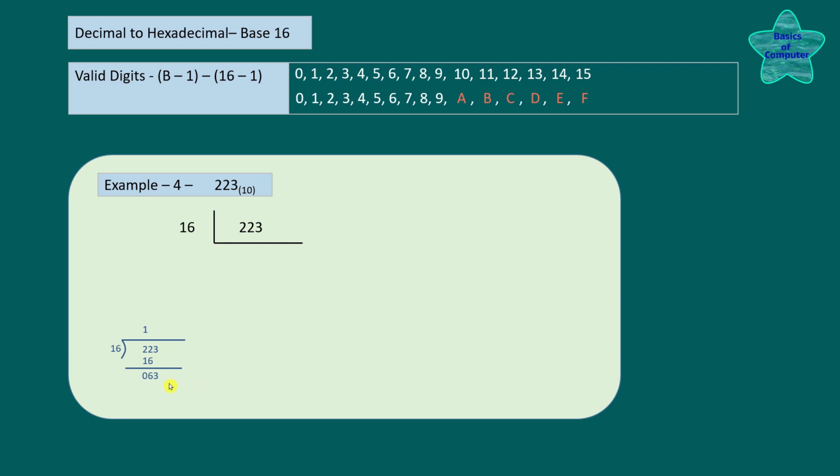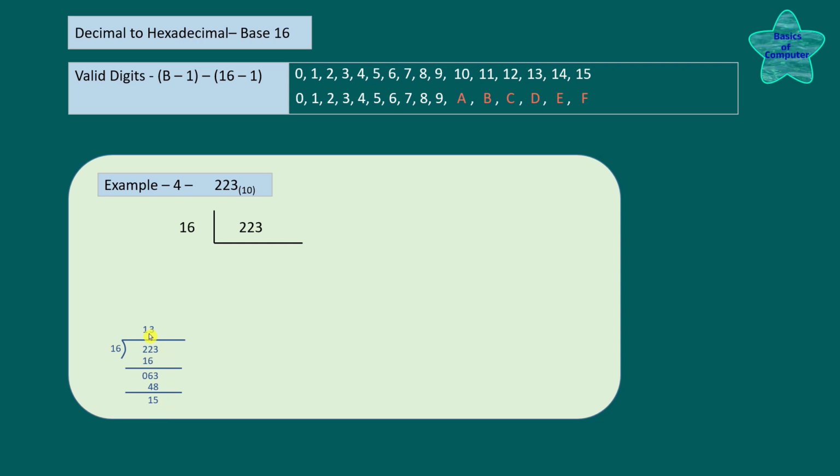So we have to go only up to 16 threes. 16 threes, 48, is what we get. And if I subtract, 3 minus 8 I can't do. So I take 13 minus 8. So I get 5. And here, because we had borrowed a number, this was 5 minus 4. We get 1. We stop here. We cannot continue. We know that the quotient is 13. The remainder is 15. Stop at this point.